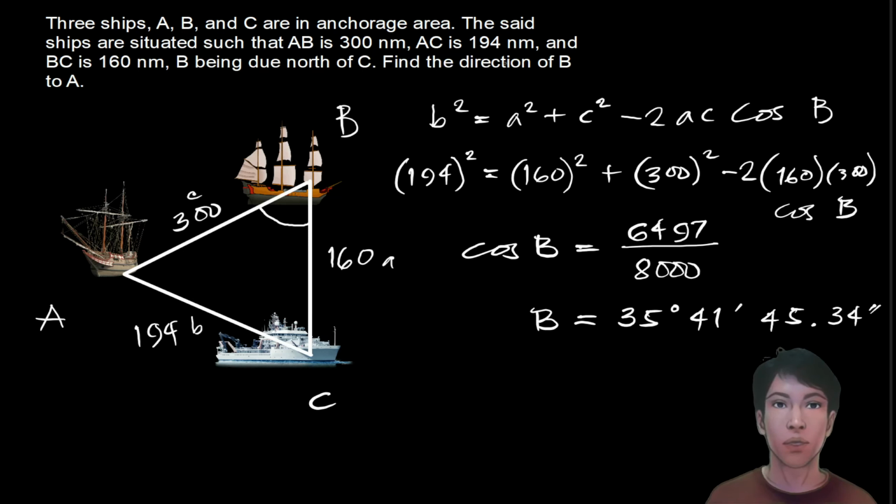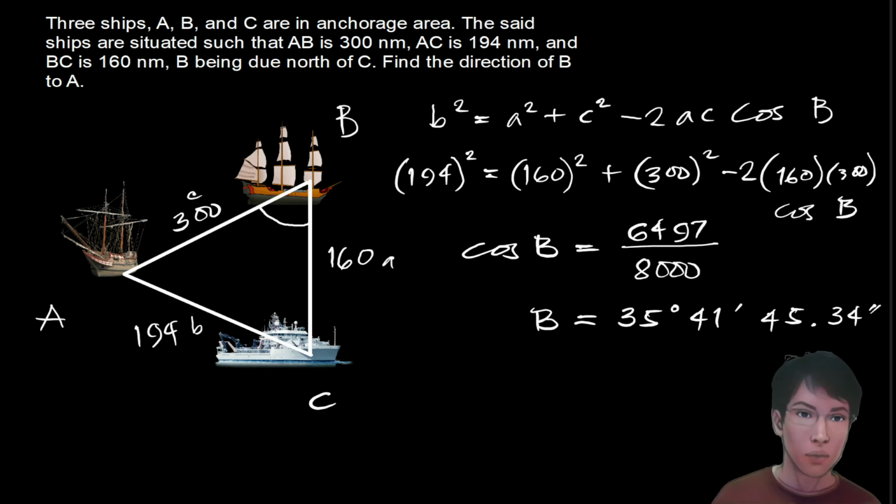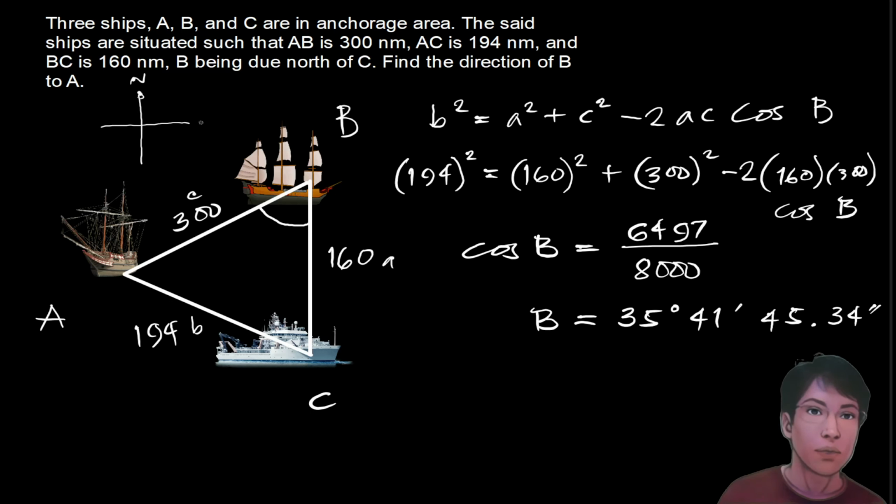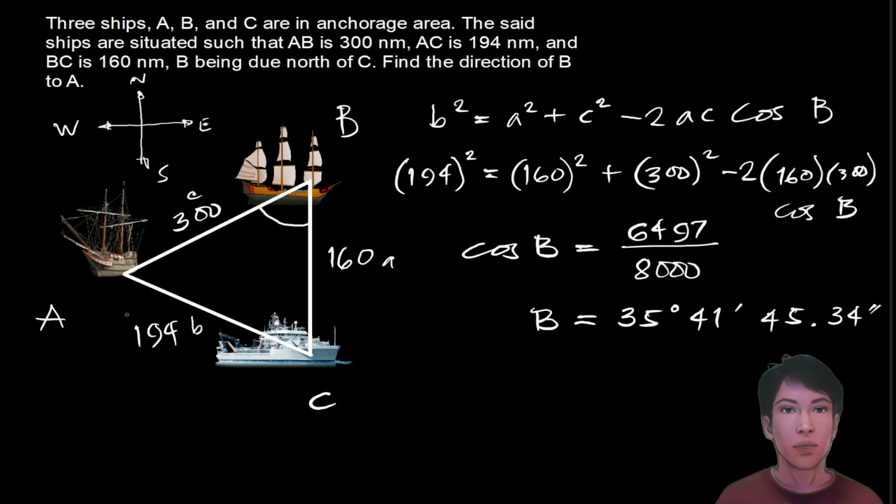Now, the direction. We are asked for the direction of B to A. Okay? B to A is like this. So it should be written like this. If this is north, we have our compass like this. So we have north, east, west, and south. So in this case, the angle it makes is like this, like this. Okay?